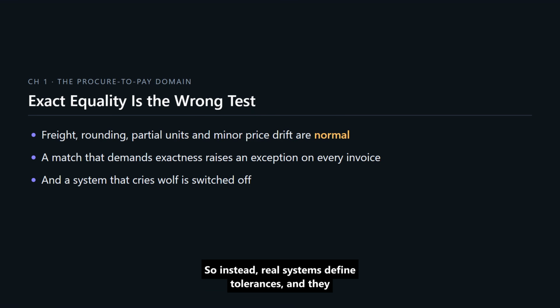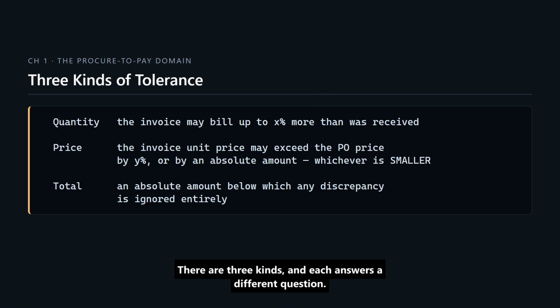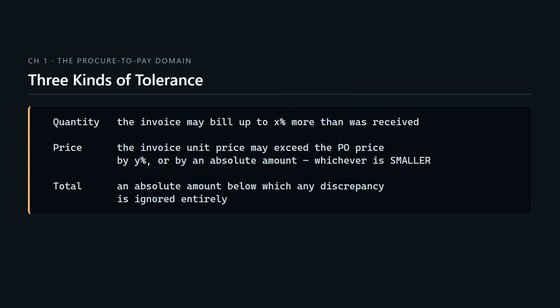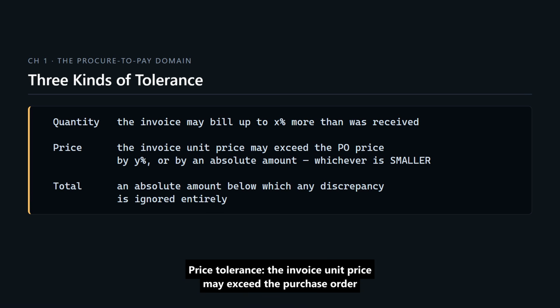So instead, real systems define tolerances, and they are typically configurable per vendor or per category. There are three kinds, and each answers a different question. Quantity tolerance. The invoice may bill up to some % more than was actually received. Price tolerance. The invoice unit price may exceed the purchase order price by some %, or by an absolute amount, whichever is smaller. That whichever is smaller is doing real work.